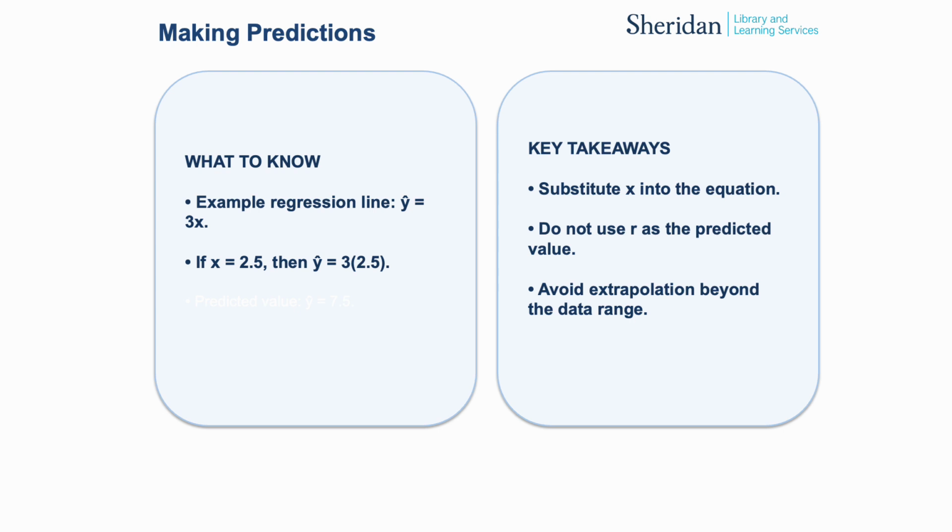We are finding the value that our regression model predicts. The actual observation could be higher or lower because real data always contains some variability. The regression line simply gives us the best estimates based on the available data. So just remember, use the regression equation, not the correlation coefficient, to calculate the expected value. Simply substitute the given x value into the equation and avoid extrapolation beyond the data range.